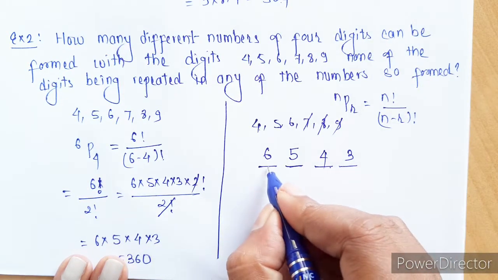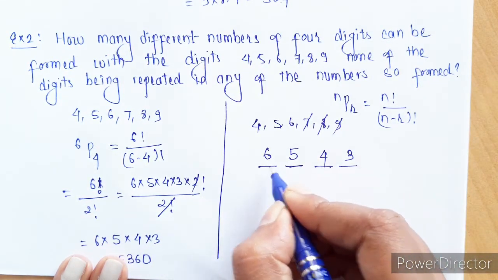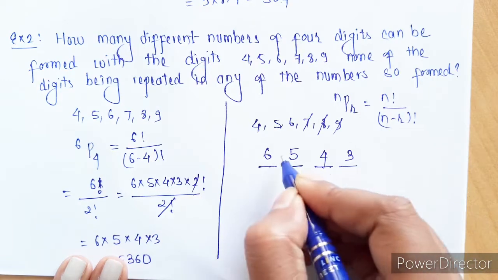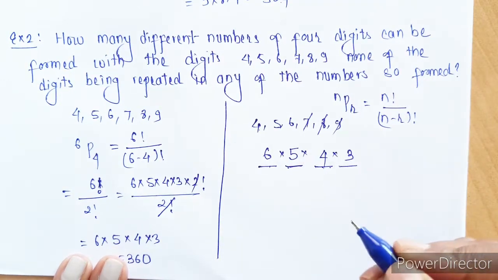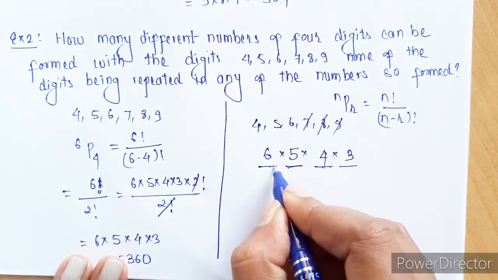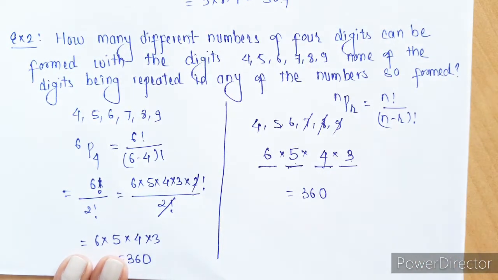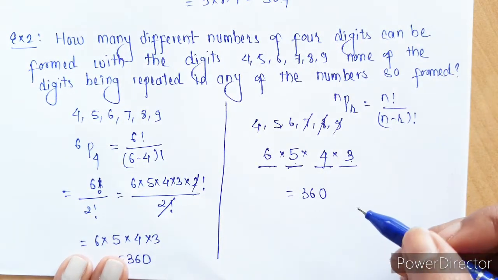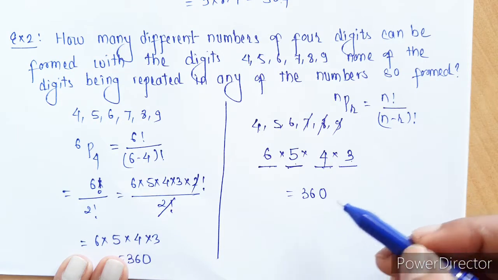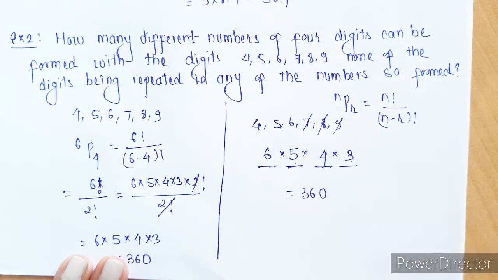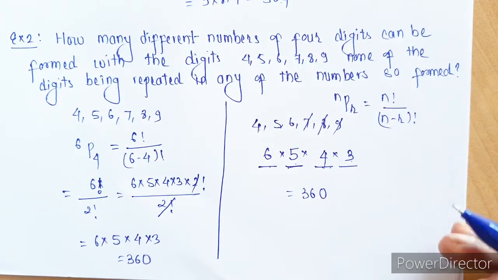Now since we need to fill the first place and second place and third place and fourth place, we are using the multiplication principle here. So we have 6 into 5 into 4 into 3, which is nothing but 360. So a total of 360 4-digit numbers can be formed using these 6 digits. So for arrangements we can either go for permutation or use the multiplication principle.